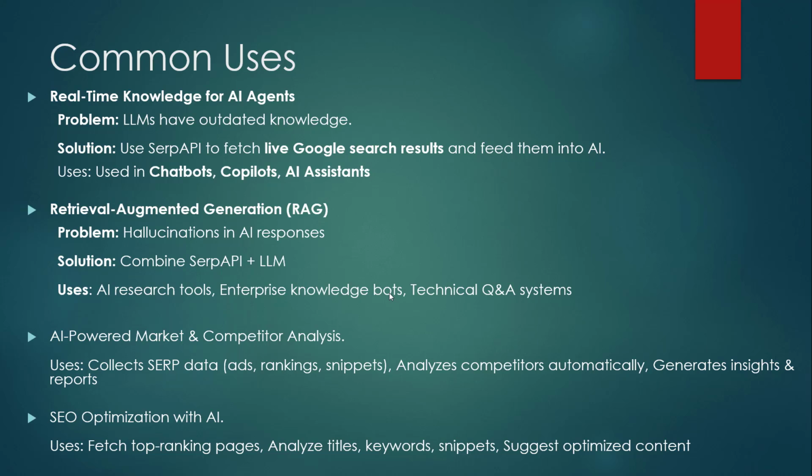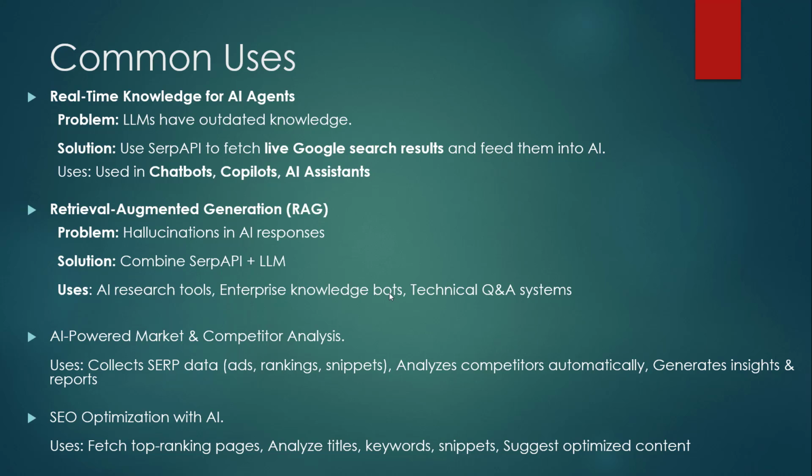The next common use is SEO optimization in AI. It fetches the top ranking pages. I wanted to have my website ranked in the top 10, for example. So definitely we have to have all those keywords, all those things which are being used to make that page go up to the top position.